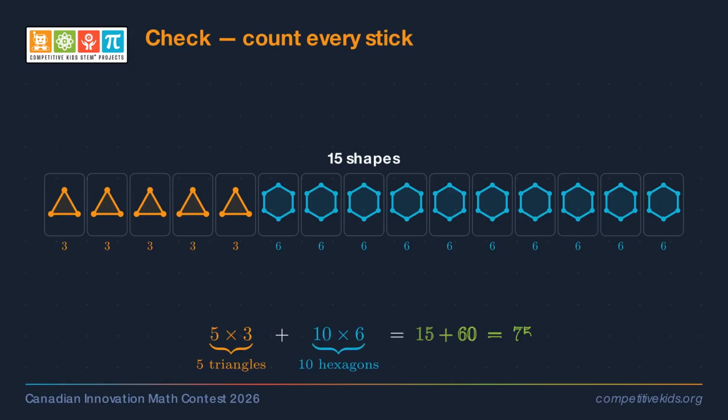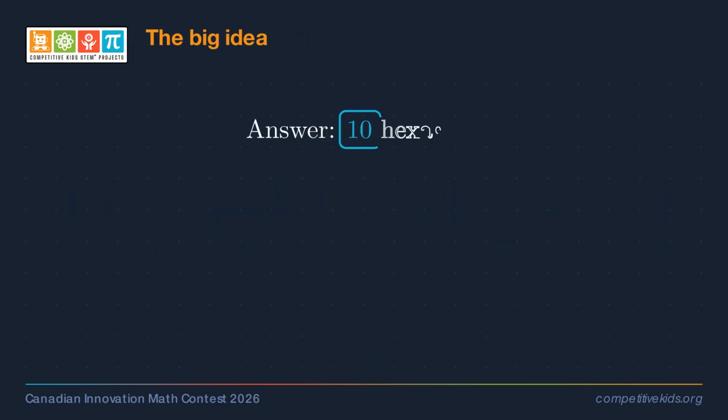Let us check. 5 triangles with 3 sticks each is 15 sticks. 10 hexagons with 6 sticks each is 60 sticks. 15 plus 60 is 75 sticks. The numbers match. This is the same pretend trick.